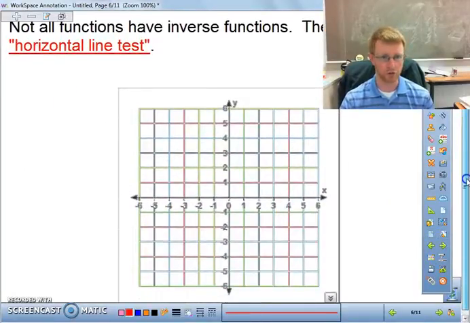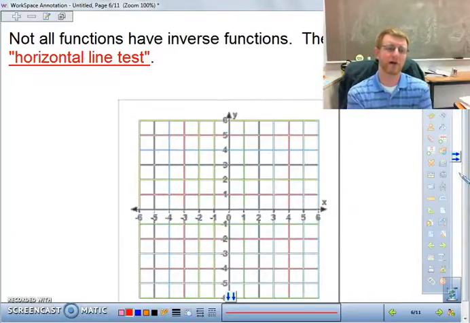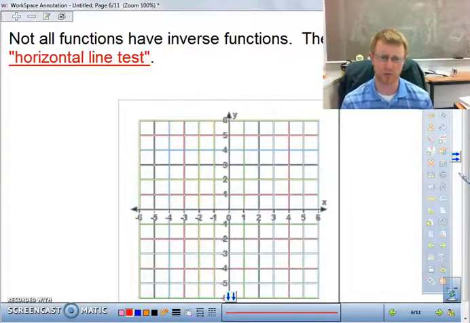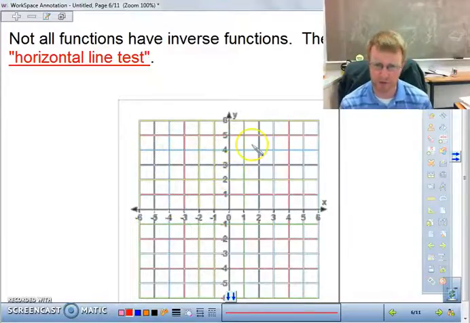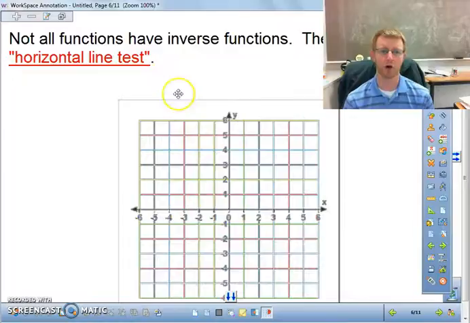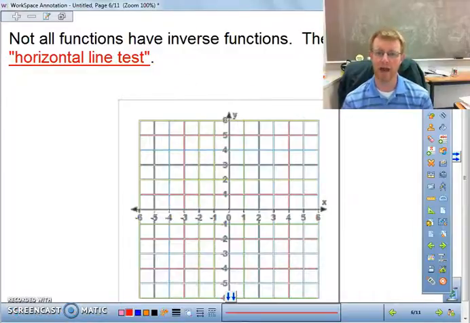So what we can also do is, first of all, we have to define that not all functions have inverse functions. They also have to pass the horizontal line test. What we just did on the previous page was talk about how they could pass the vertical line test. Well, there's actually a little bit easier way to determine whether an original function will have an inverse function.